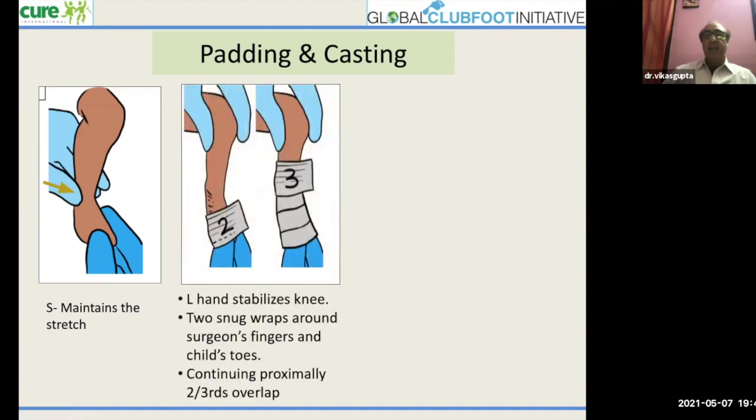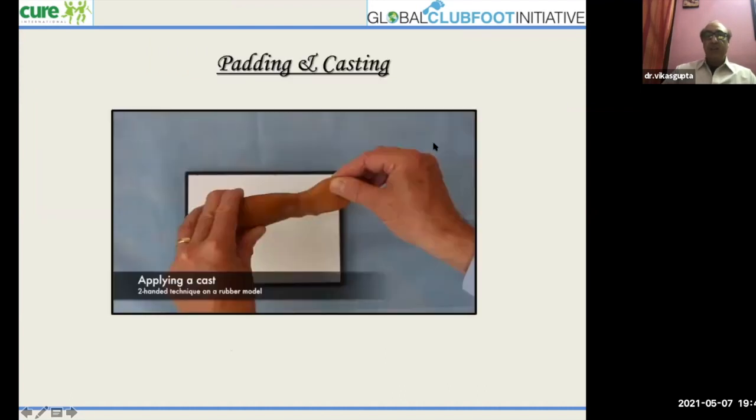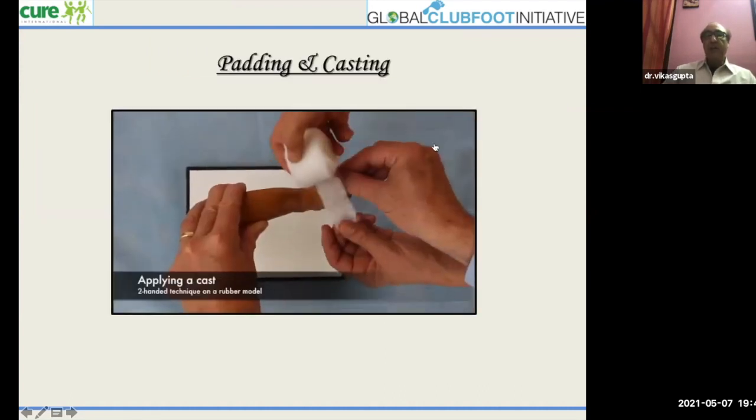The assistant applies the plaster padding, cast padding, and then he applies the plaster cast. Okay. And your hand is now stabilizing the knee joint. So just see the video. Okay.